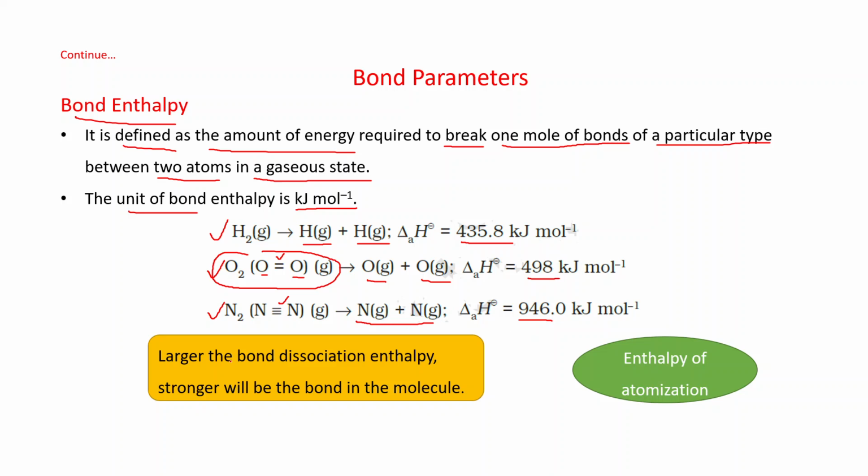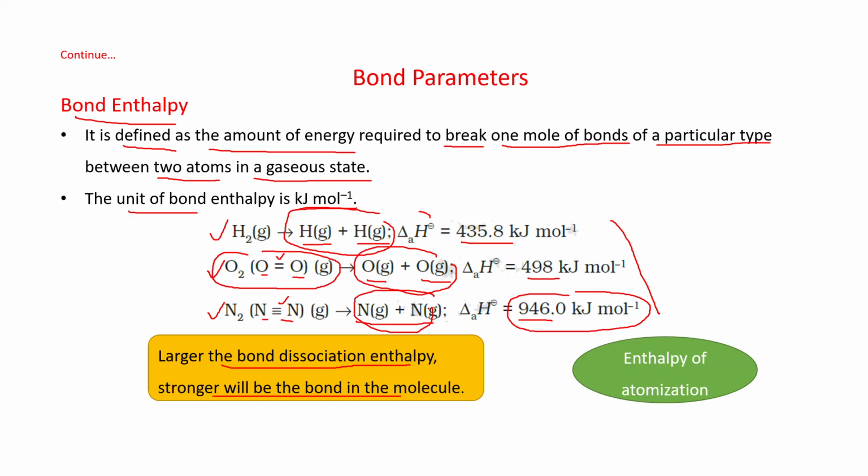The larger the bond dissociation enthalpy, the stronger the bond in the molecule. If you compare these three values of bond enthalpy, for nitrogen it is highest. That is why we can see the triple bond between nitrogen atoms is stronger. And in this process you can see the products are in atomic form.